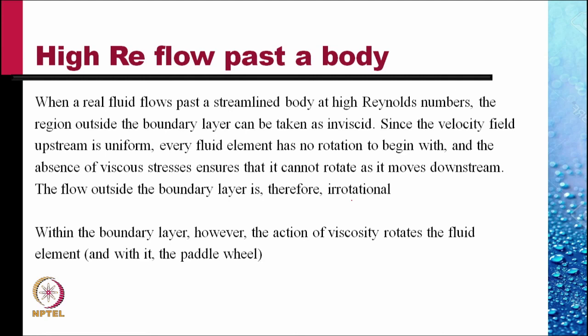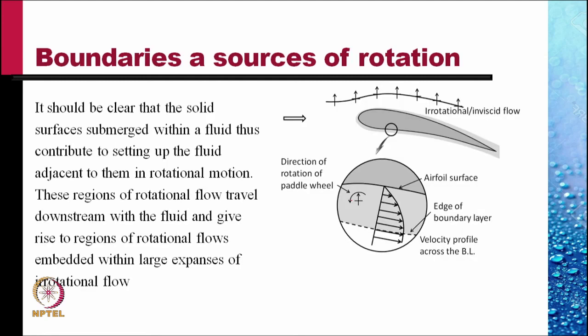Within the boundary layer, however, the action of viscosity rotates the fluid element, and with it the paddle wheel, if a paddle wheel was present. It should be clear that the solid surfaces submerged within a fluid contribute to setting up the fluid adjacent to them in rotational motion. These regions of rotational flow travel downstream with the fluid and give rise to the regions of rotational flows embedded within the large expanses of irrotational flows.